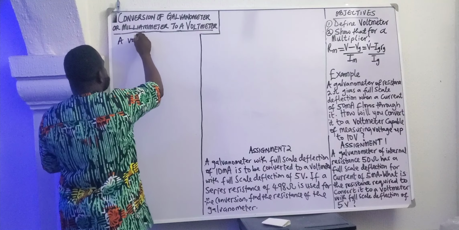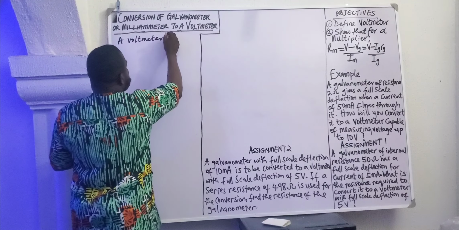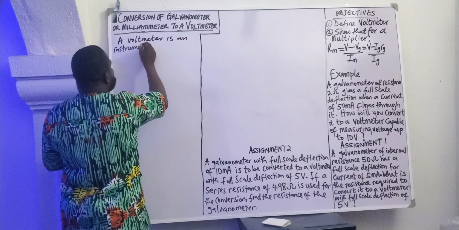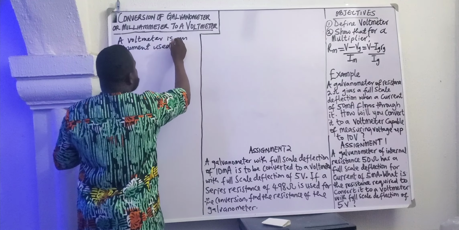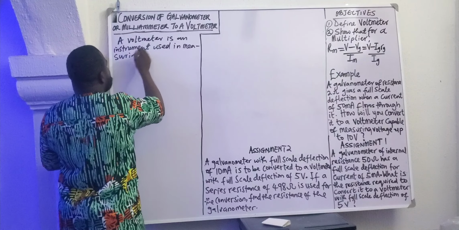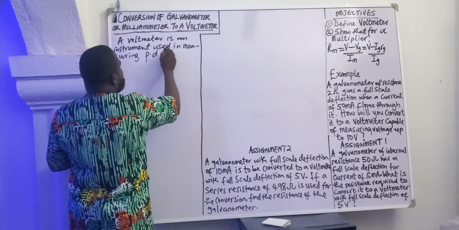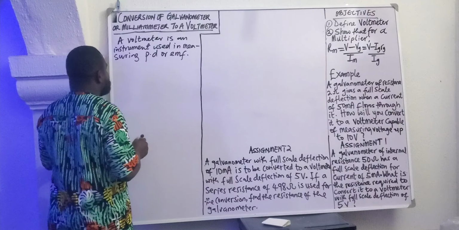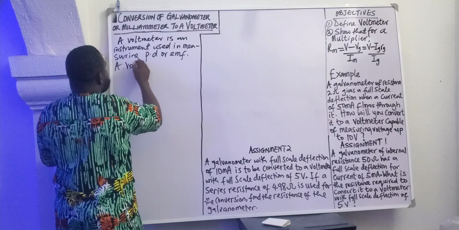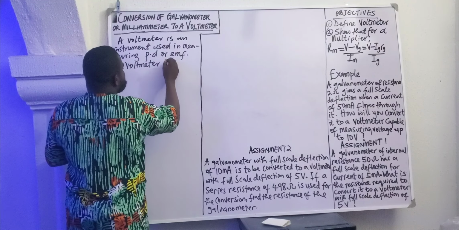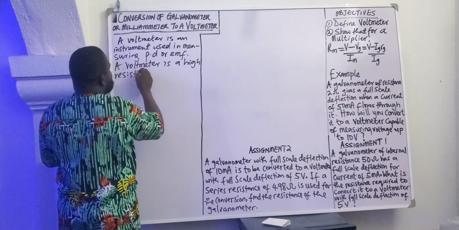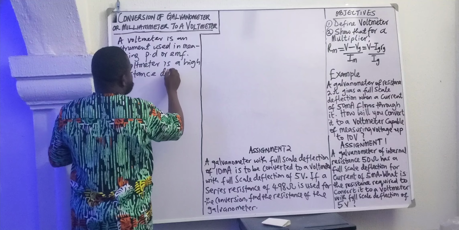A voltmeter is an instrument used in measuring potential difference, PD, or EMF. I said a voltmeter is a high resistance device. A high resistance device.